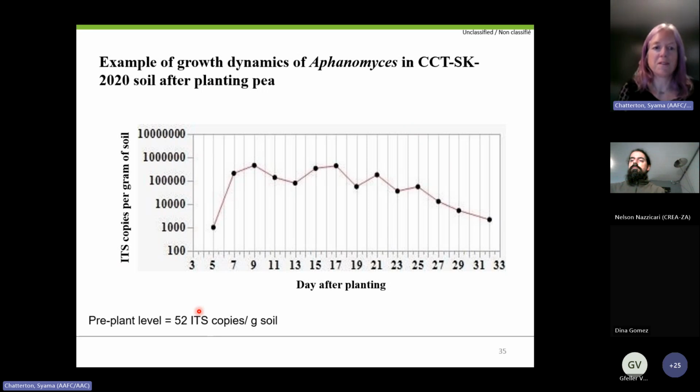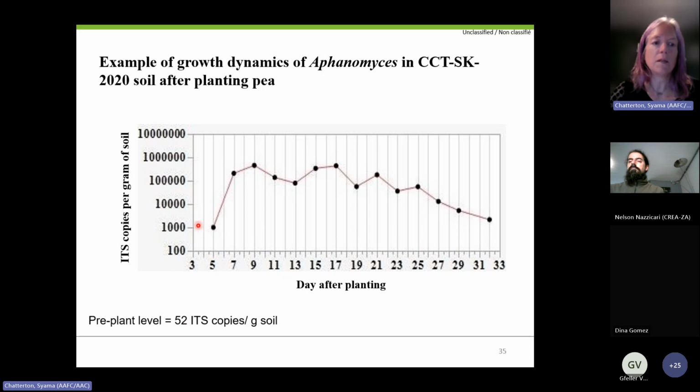So I'm not going to show you what the results look like for all 8 fields, but this is just an example of what we found. Our pre-plant levels were 52 ITS copies per gram of soil. So that's well below our threshold of 100 oospores per gram of soil, because with 52 ITS copies, remember there are approximately 180 ITS copies per oospore. So we're saying here that we're maybe less than 1 oospore per gram of soil to start. But then when we start following that trend every 2 days, we can see a surge.